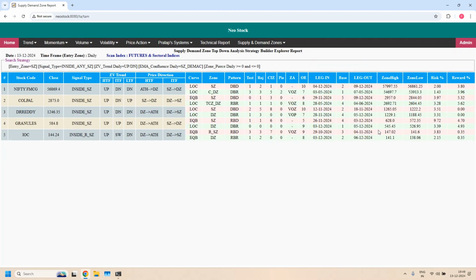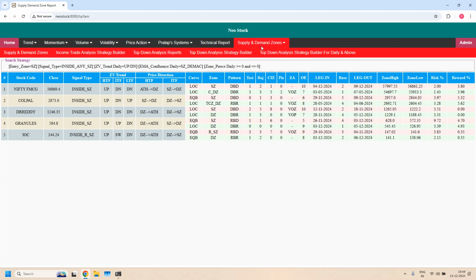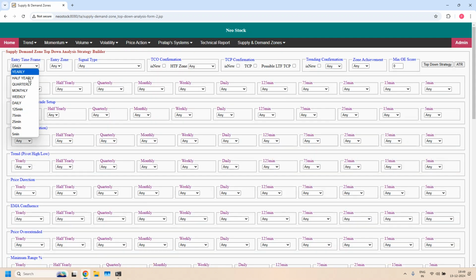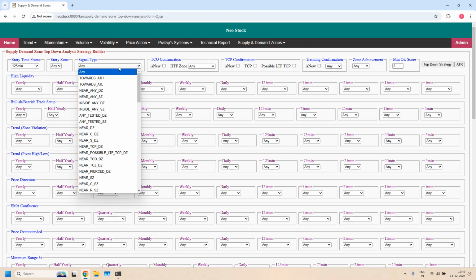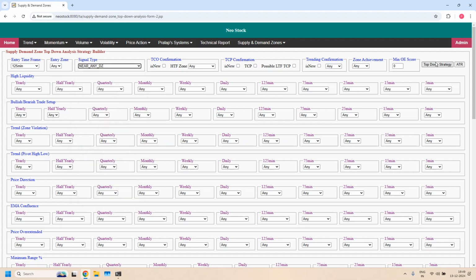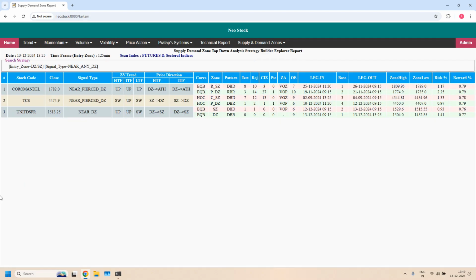Let's filter the stocks. We got 5 stocks. These 5 stocks are having daily supply zones having daily EMA confluence, and also price closed in the supply zones. So this is about daily time frame. Next time frame is 125 minutes. Stocks near 125 minutes demand zone. 3 stocks are filtered.